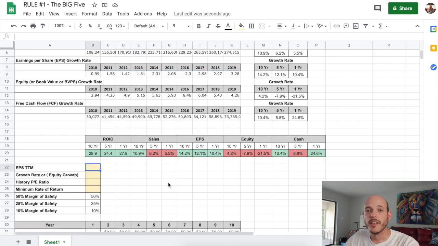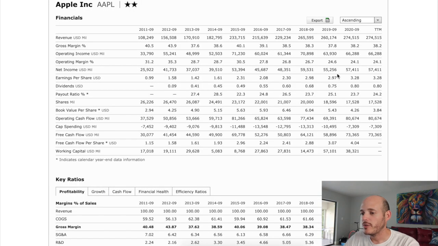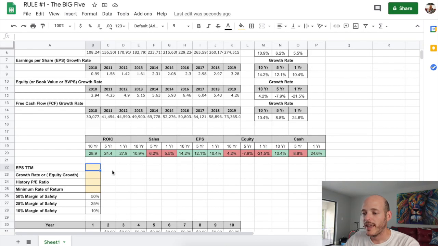So for the next part, we want to find the fair value or intrinsic value for Apple. And for that, we're going to go to earnings per share for the 12 months. And then we go back to Morningstar, and we can see here they made $3.28 per share for the 12 months. And that $3.28 is diluted or GAAP earnings.